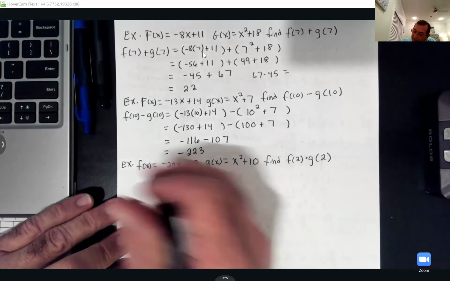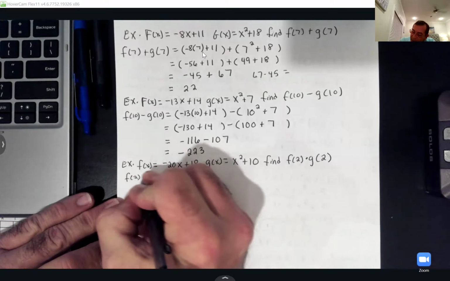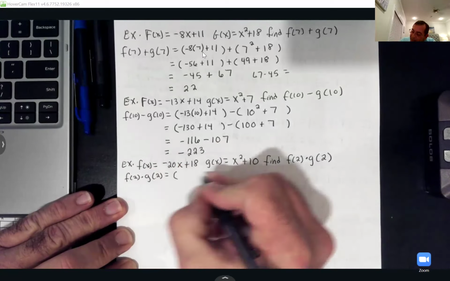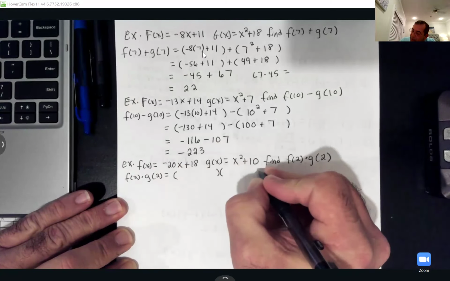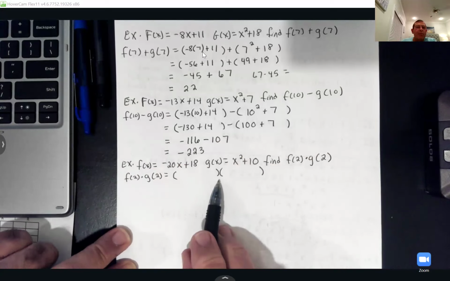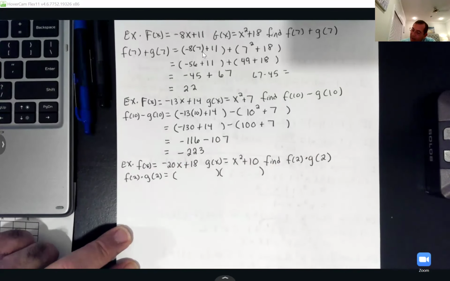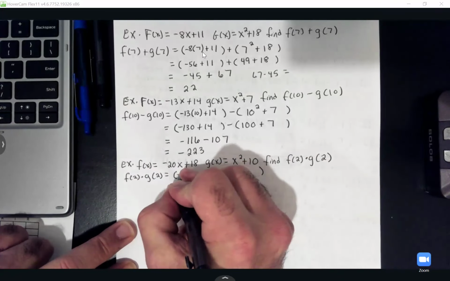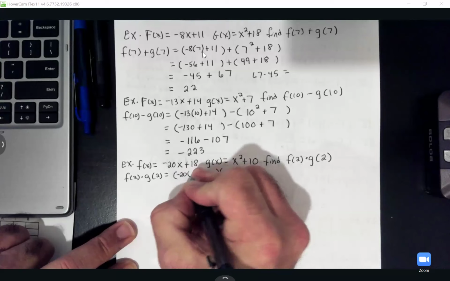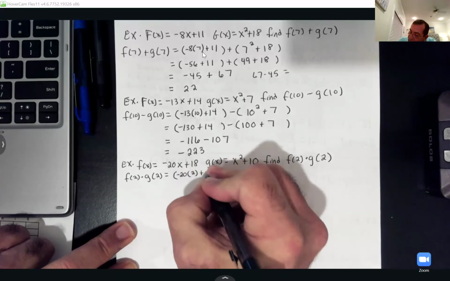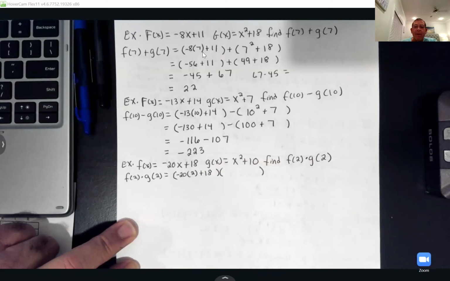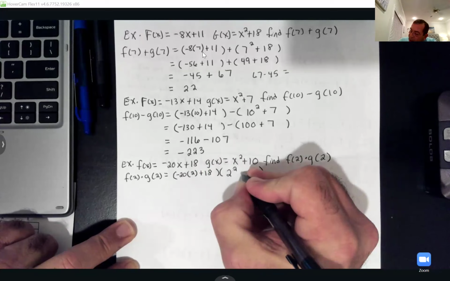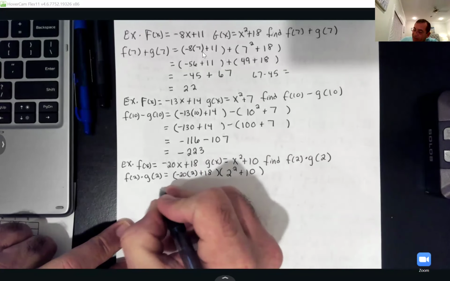All right, y'all. So f of 2 times g of 2 will equal my f times my g. So now I'm putting in parentheses right next to each other. So for f, they want me to put a 2 in for the x. Negative 20 times a 2 plus 18. And also a 2 into g. So I get a 2 squared plus 10.